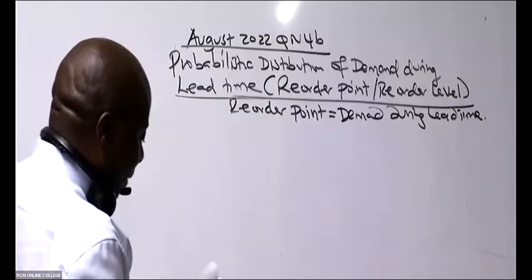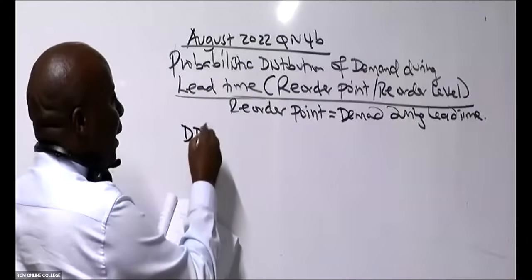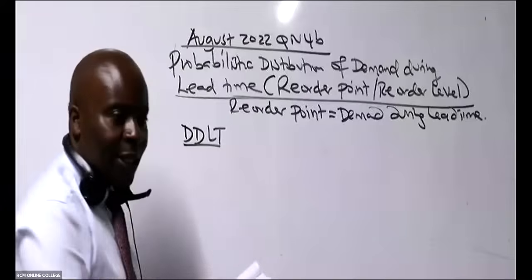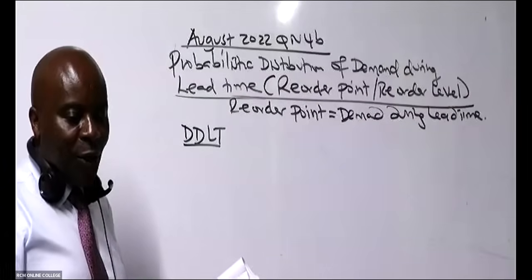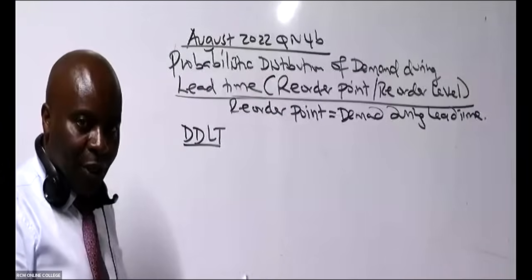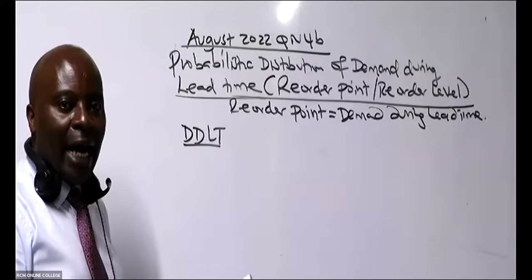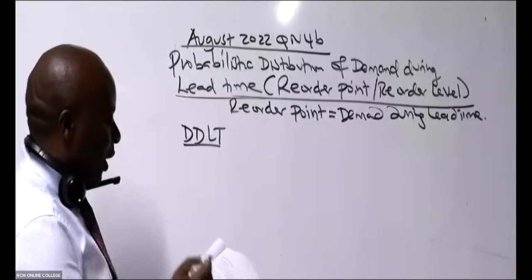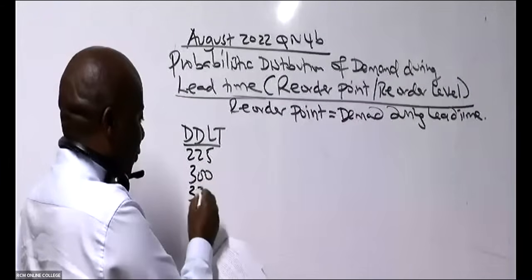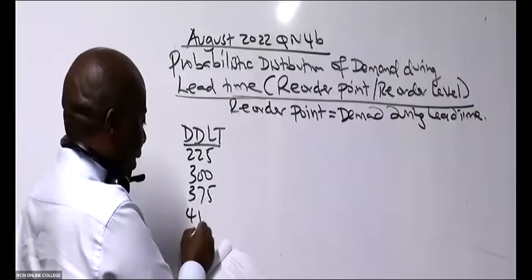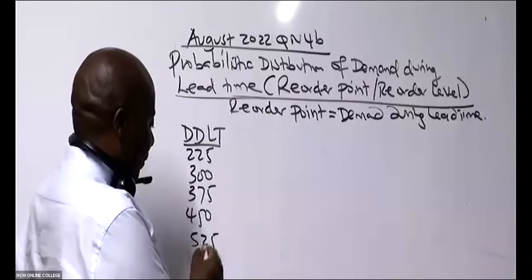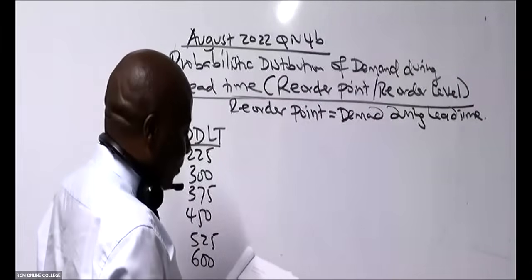So like now, this examiner has given me this DDLT, demand during lead time. You can see usage is the same as demand, during past reorder period, so during past lead times. So this DDLT has been given. It is 225, 300, 375, 450, 525, 600. And then they have given me number of times.